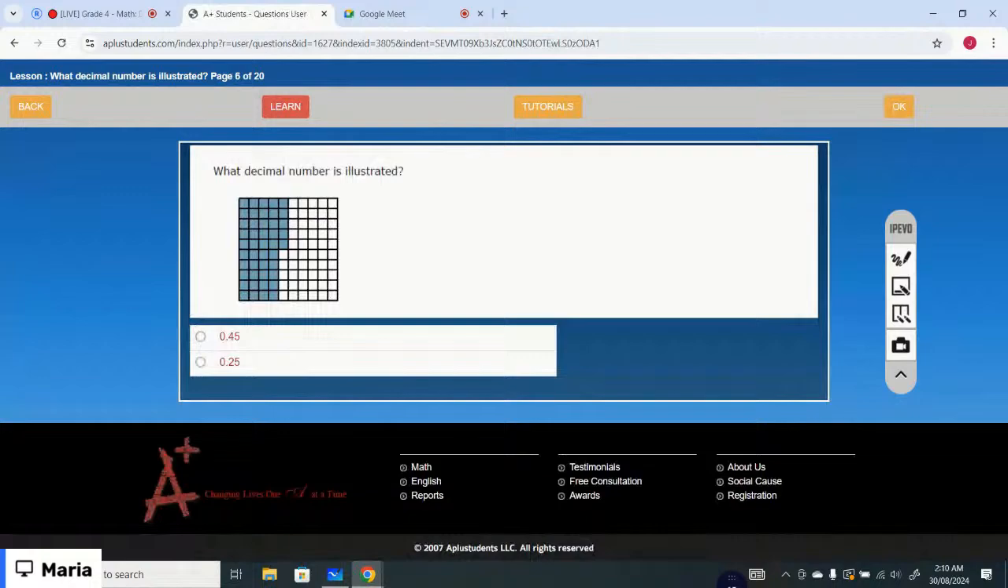What decimal number is illustrated? Which is the correct option? The correct option is yes, that is 0.45. Option number 1 is the correct option, right? You're not the only one. Don't worry, I'm also here.